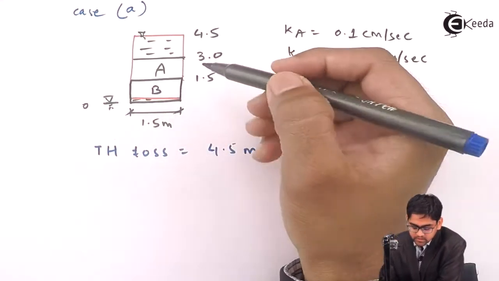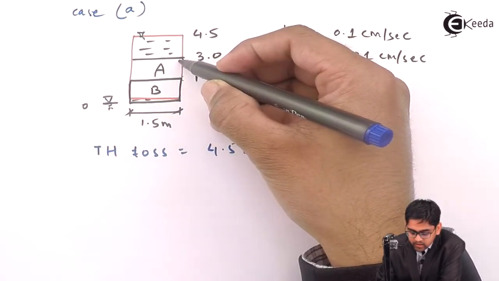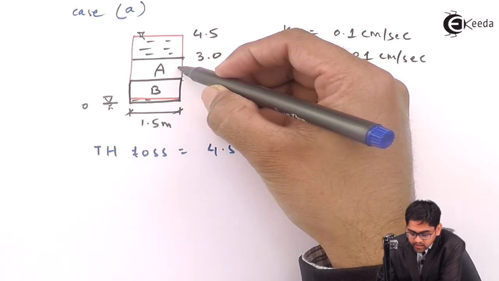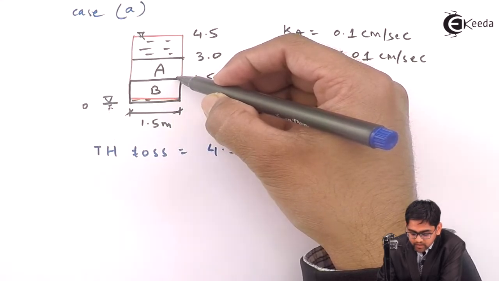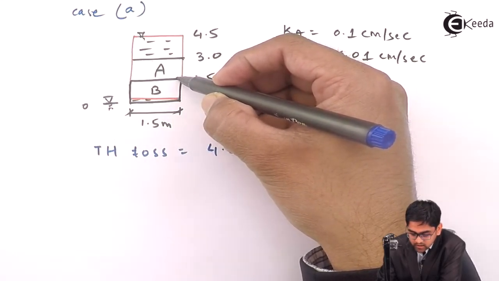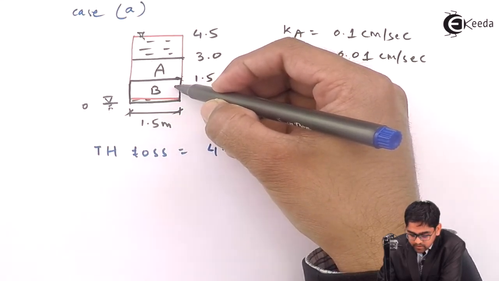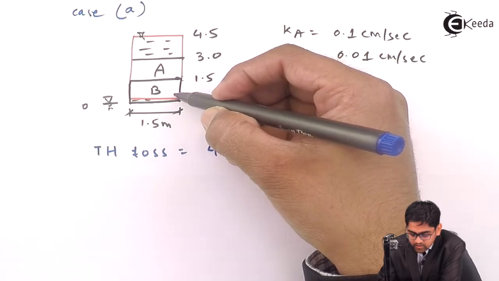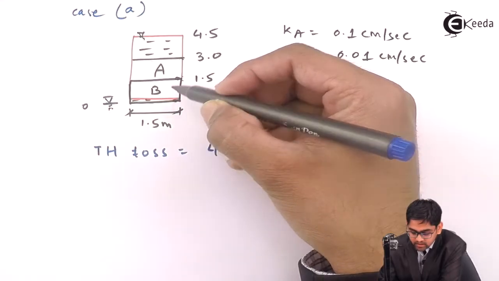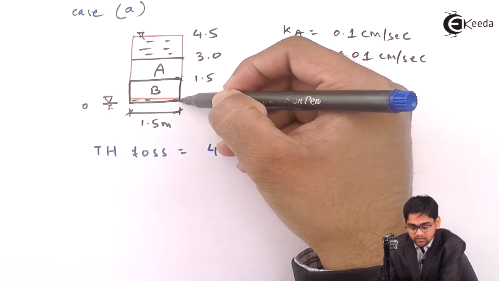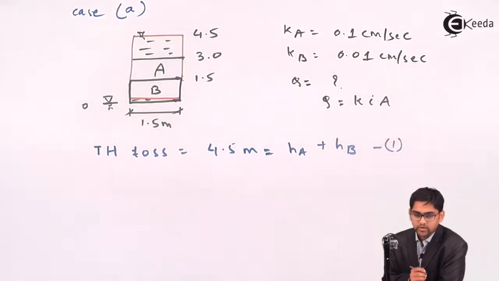Since the water is traveling from this particular end to this particular end, while traveling, the head will be getting lost. Once the water reaches a particular level, the head loss will be equal to HA. While the water enters soil B, again the head will be lost, right? And the total cumulative head loss after reaching this particular level will be equal to HA plus HB, which is nothing but this level minus this level, which is 4.5 meter. So this is the first equation we got.